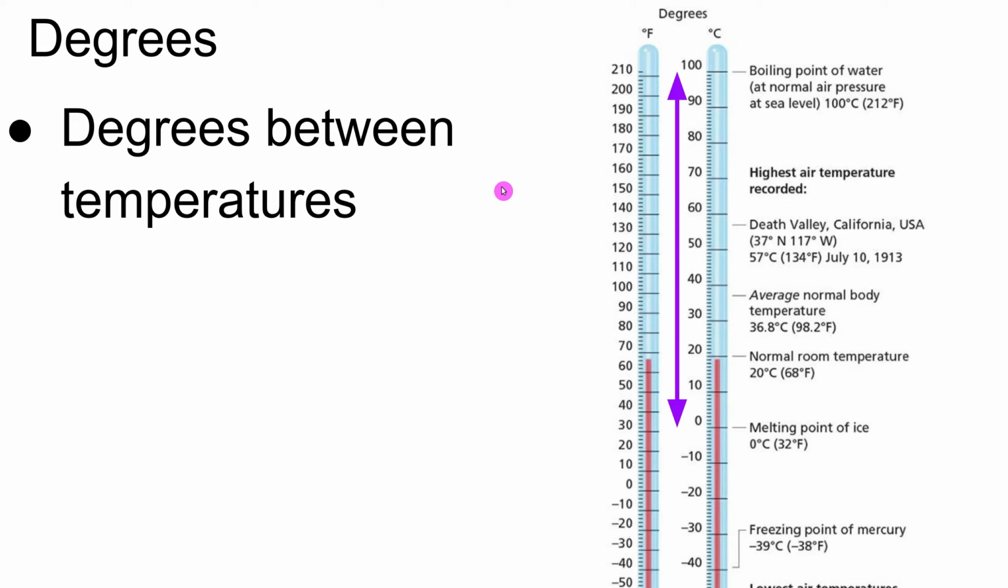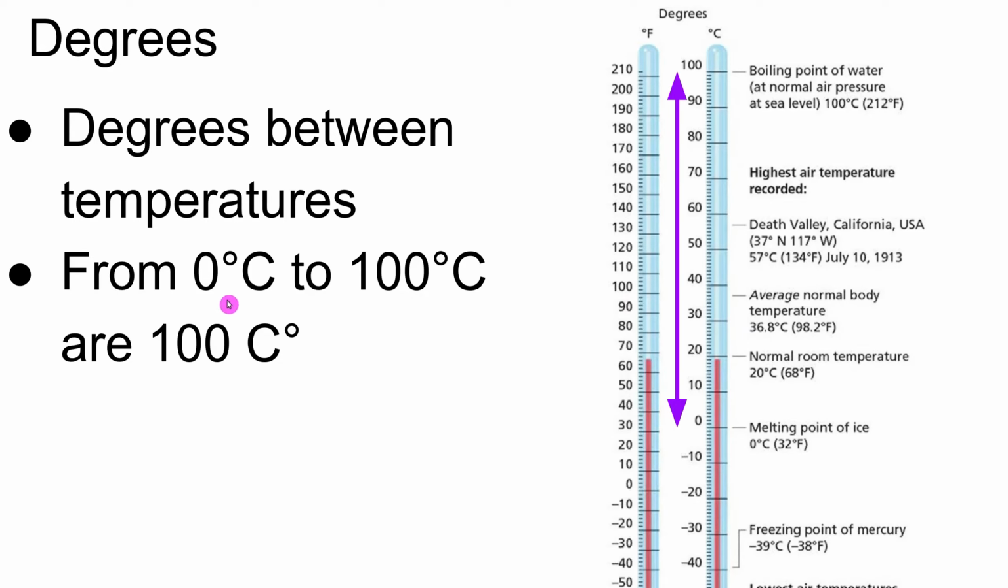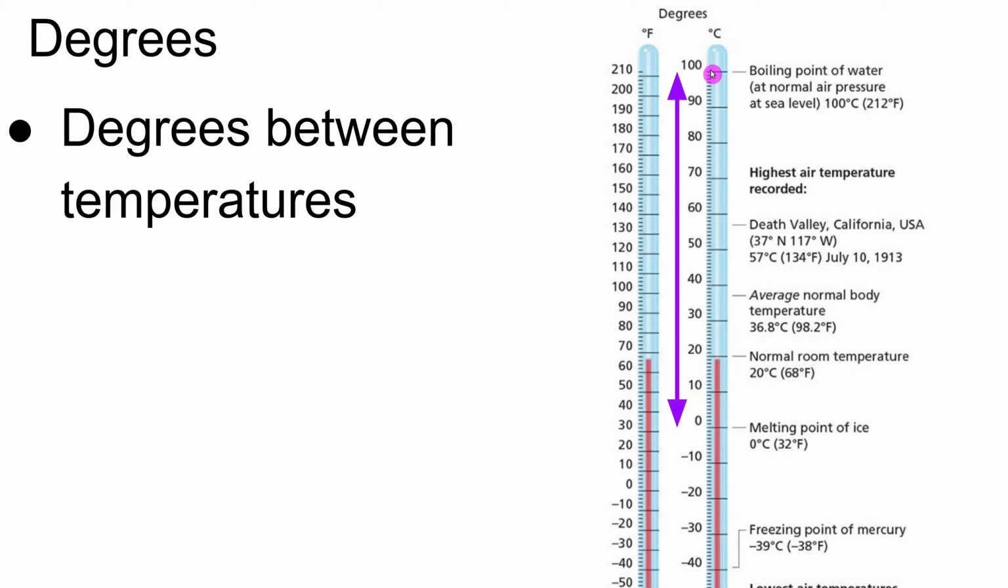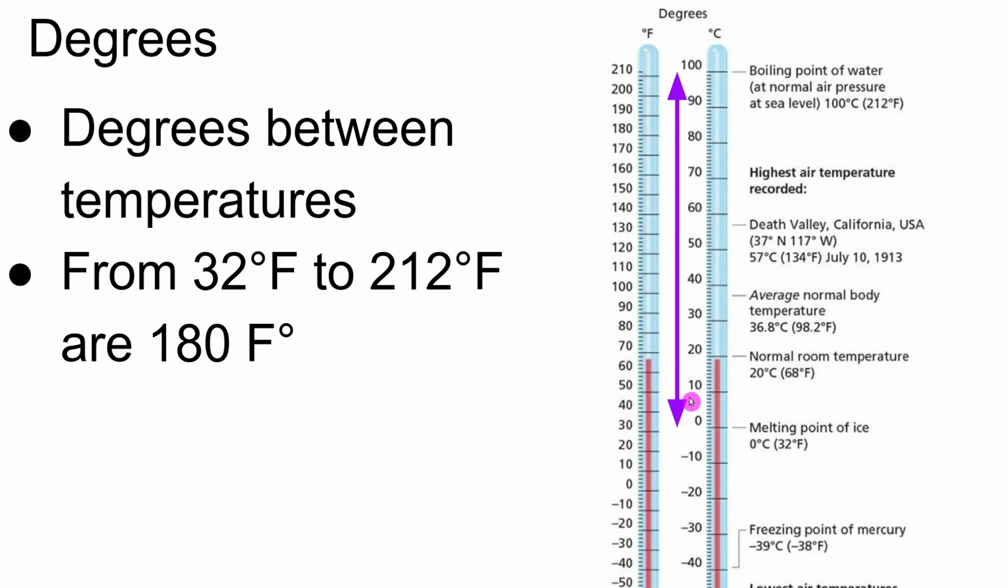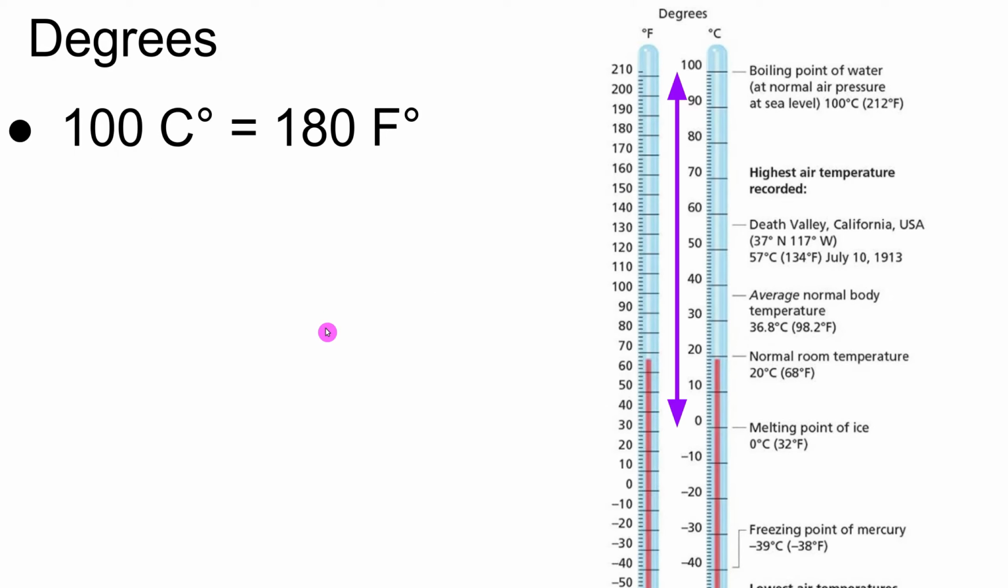For example, between 40 degrees Fahrenheit and 60 degrees Fahrenheit, there are 20 Fahrenheit degrees. Degrees, again, between temperatures. From the melting point of ice to the boiling point of water using the Celsius system, from 0 degrees Celsius to 100 degrees Celsius, there are 100 Celsius degrees. The equivalent in degrees for Fahrenheit, from 32 degrees Fahrenheit, the melting point of ice, to 212 degrees Fahrenheit, there are 180 Fahrenheit degrees.